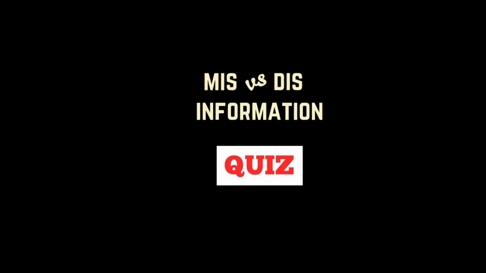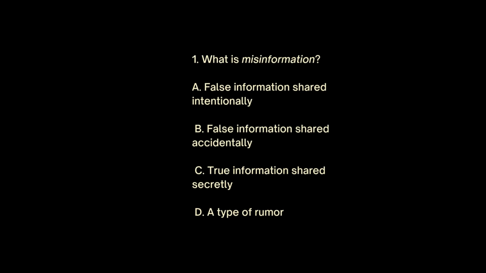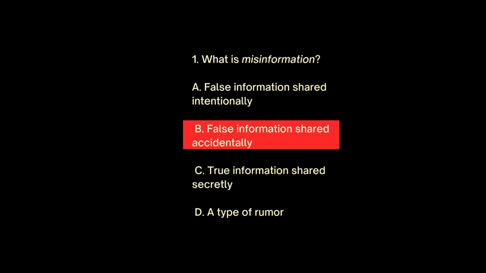Misinformation versus disinformation quiz. Choose the best answer for each question. 1. What is misinformation? A. False information shared intentionally. B. False information shared accidentally. C. True information shared secretly. D. A type of rumor. The answer is B. False information shared accidentally.